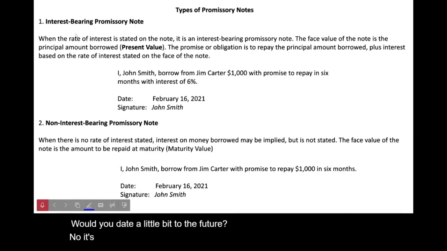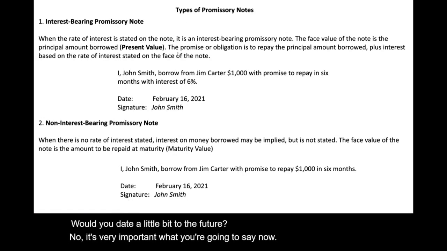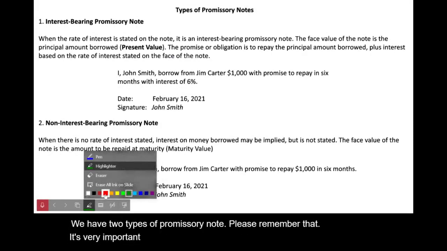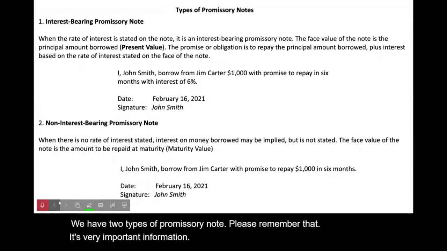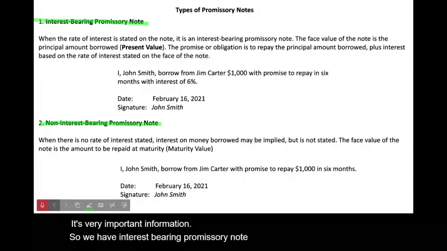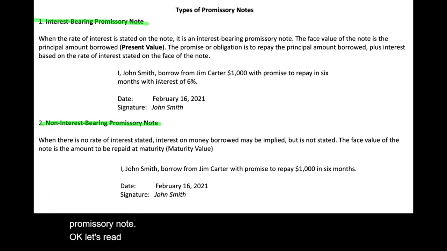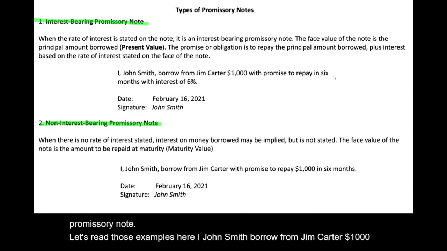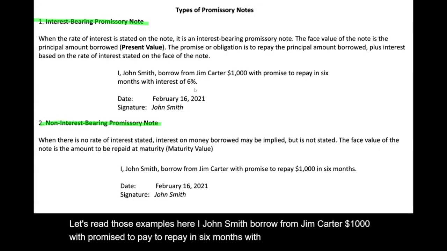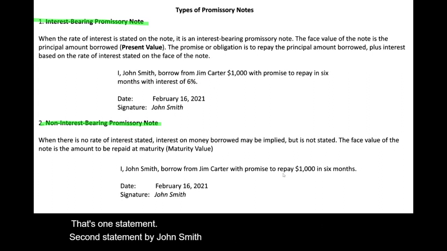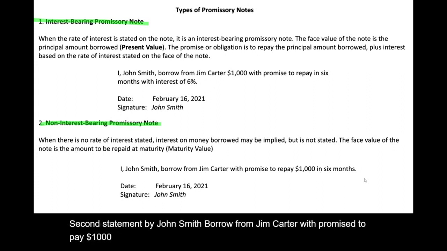Now, it's very important what we're going to say now. We have two types of promissory note. Please remember that. It's very important information. So we have an interest-bearing promissory note and a non-interest-bearing promissory note. Okay, let's read those examples here. I, John Smith, borrow from Jim Carter $1,000 with a promise to repay in 6 months with interest of 6%. That's one statement. Second statement. I, John Smith, borrow from Jim Carter with a promise to pay $1,000 in 6 months.